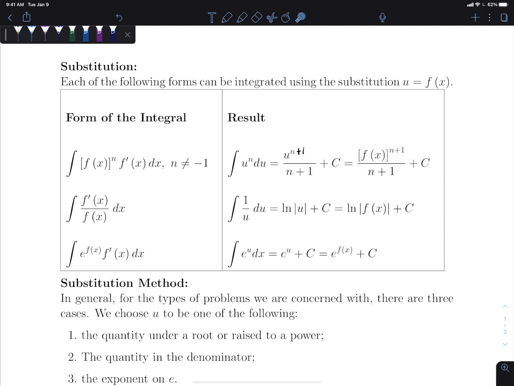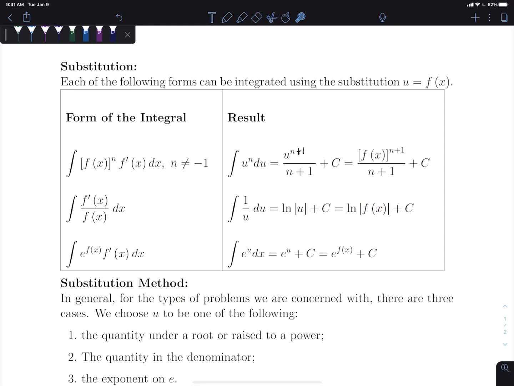Now down here, if you have some quotient and you have the denominator and then the numerator, and if you notice the numerator is the derivative of the denominator, then you can replace the f of x with u, replace the f prime of x with 1 basically, and get du. And that's going to be basically just the natural log of the absolute value of u, which is the natural log of the absolute value of f of x.